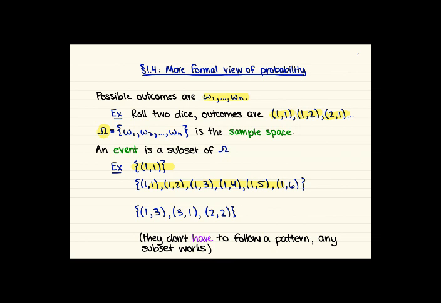We could have this event, so we would think about this event as being the sum of the rolls is 4. So we've got our different outcomes that achieve that by having 1 and 3, 3 and 1, 2 and 2. Although usually when we're talking about events, they'll have some sort of condition that we're trying to meet, like we saw in those examples, but really they don't have to follow any kind of pattern. Any subset of the sample space is an event.